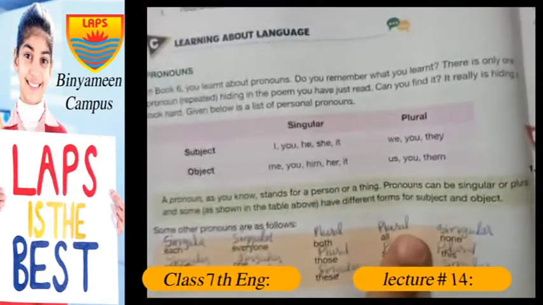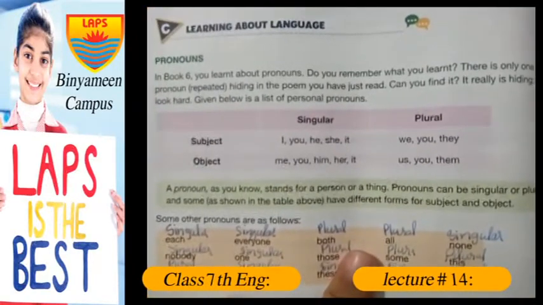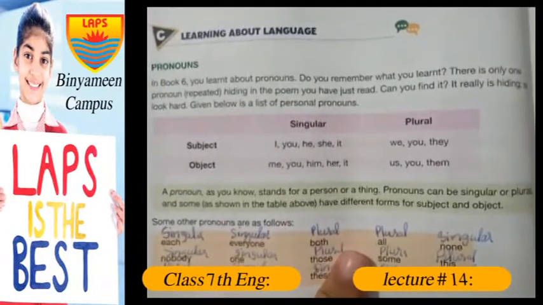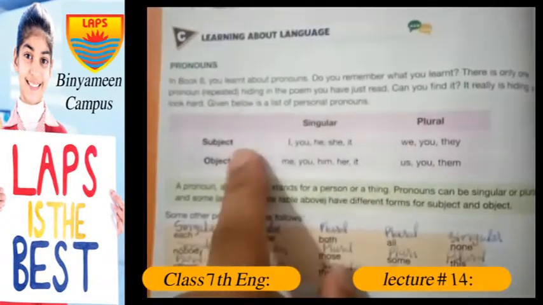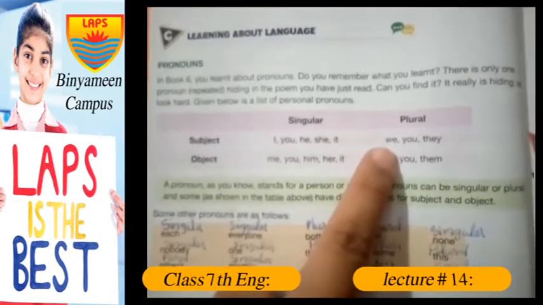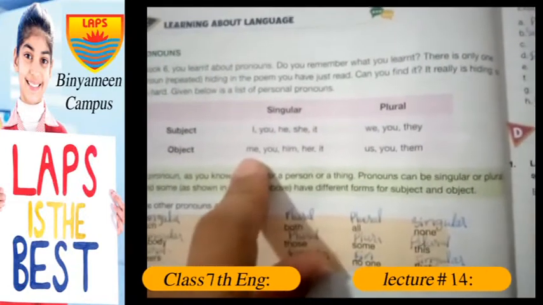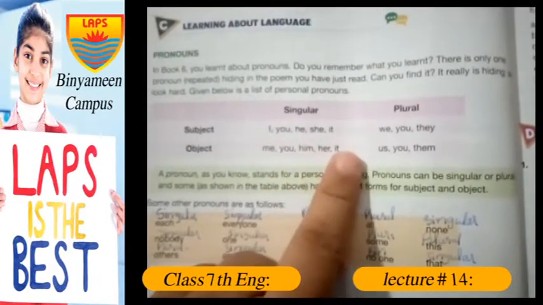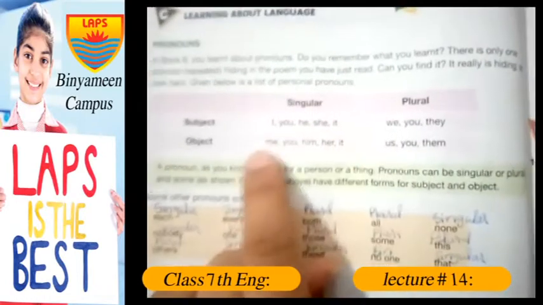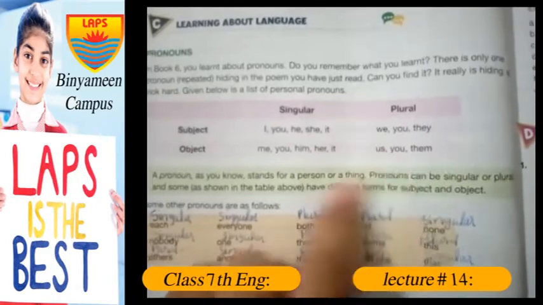Pronouns can be singular or plural, and some, as shown in the table above, have different forms for subject and object. Like for subject, I, you, he, she, it. Plural for the subject will be we, you, and they. And for object, singular pronouns will be me, you, him, her, or it. And for the plural, instead of me we can use us, and you and them.